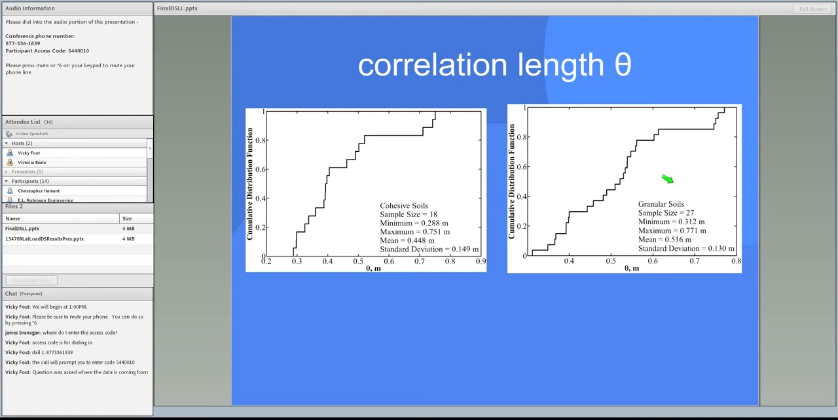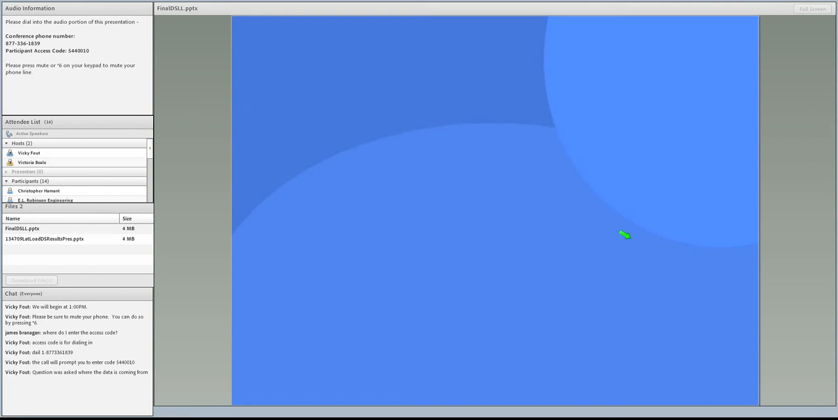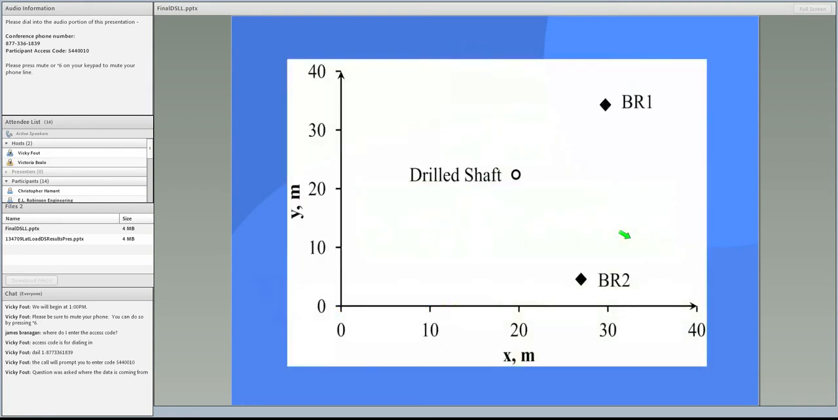We have granular soil and cohesive soil, and we identify the thickness of each soil layer, and accordingly we can apply the kriging technique to estimate the location of interest, that is where the shaft is constructed. We can easily calculate the thickness of each layer. Remember here, we identify the soil stratification at BR1 and BR2, and we use the information over BR1 and BR2 to interpret the soil stratification at this point. And here's the result we have.